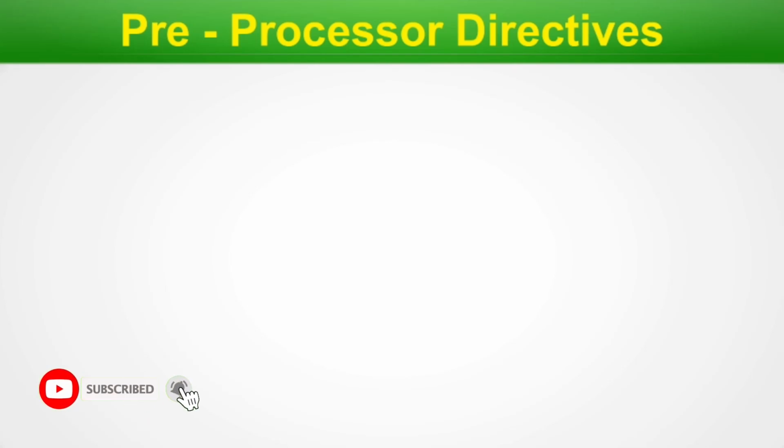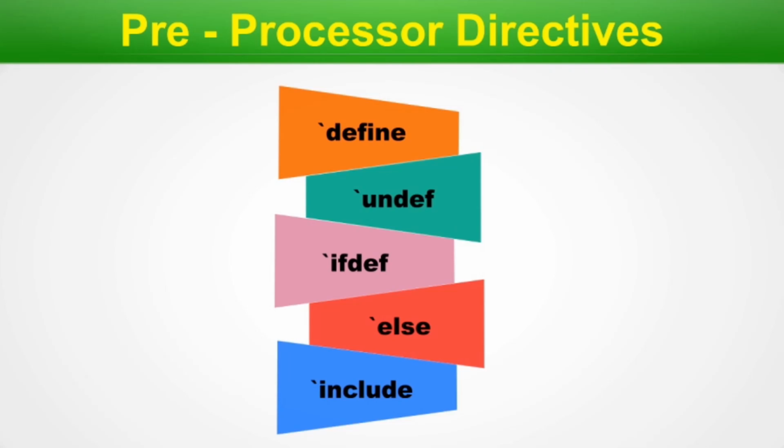So let's go to the next section, which is preprocessor directives. We generally learn C as a first programming language in colleges, so we are usually very much familiar with preprocessor directives because in the first line we have to write them. Similarly, in Verilog-A we have a couple of preprocessor directives. Some of them we use very often and some of them are situational. So let's see what there are. We will talk about define, undef, ifdef, else and include.